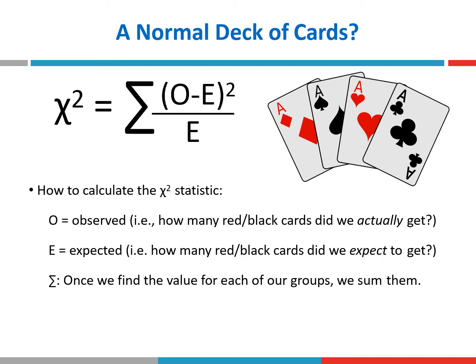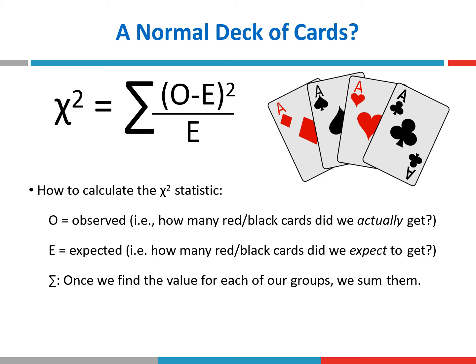Okay, so here is how you calculate the chi-square statistic. Okay, so I'm going to go through plenty of examples with you, but first I'm going to indicate what each of these letters mean. Okay, so whenever you see O, that means observed. Okay, so that's going to tell us the percentages in each level of the categorical variable that we got. Okay, so the percent of red cards and black cards that we observed in our sample. E stands for expected. So that's how many red or black cards did we expect to get, right? So that's the 50%.